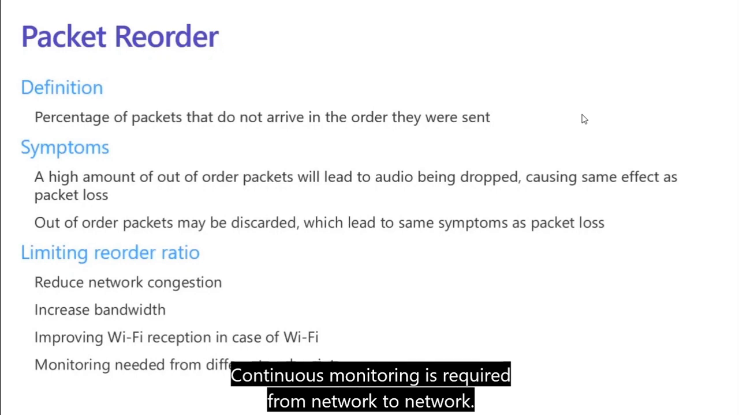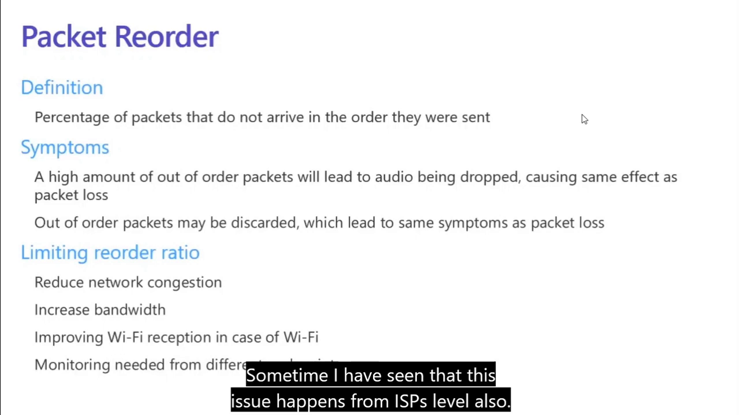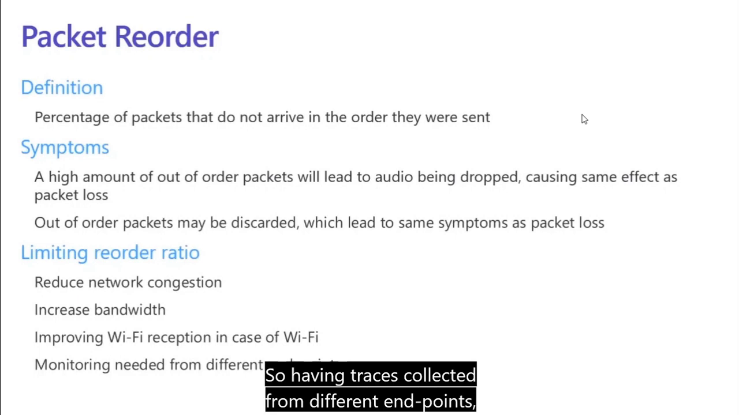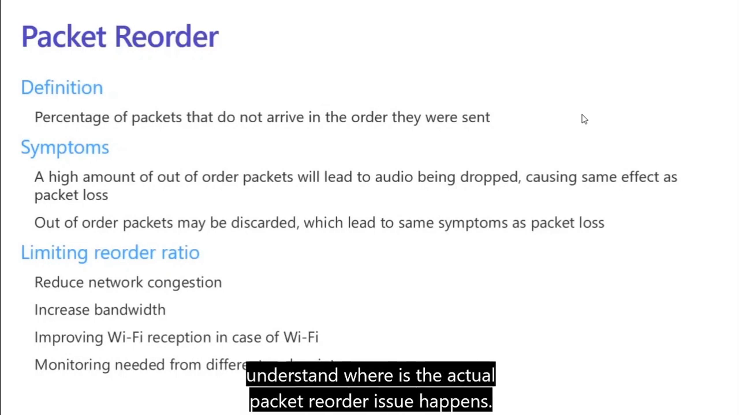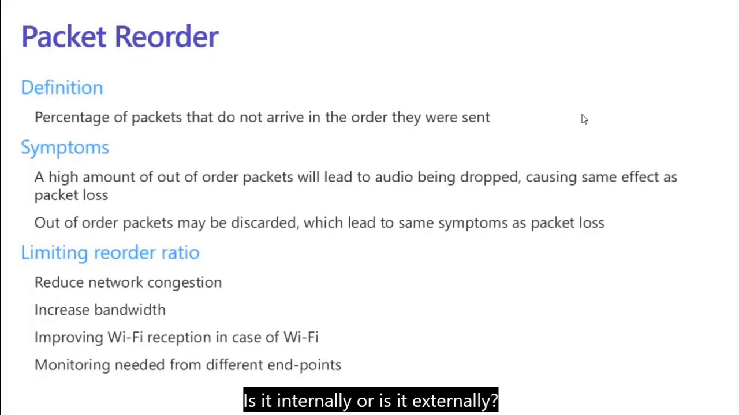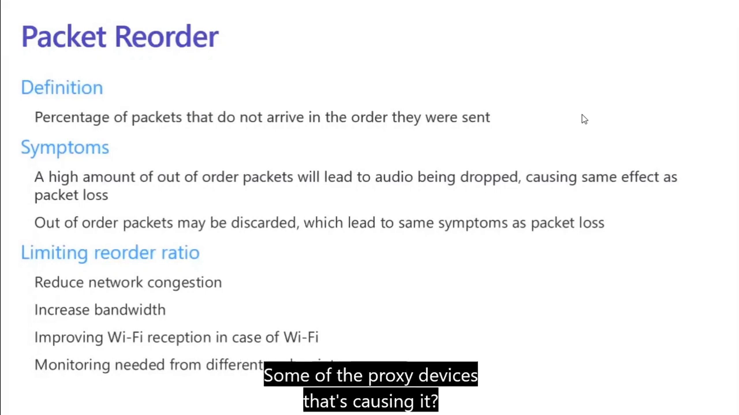Continuous monitoring is required from network to network. Sometimes I have seen that this issue happens from the ISP's level also. So having traces collected from different endpoints, like client endpoints and your egress network endpoints, is a requirement to understand where the actual packet reorder issue happens. Is it internal or external? Is it some of the proxy devices that are causing it?